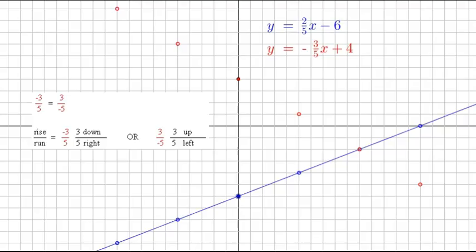Also remember that since this slope is negative 3/5, unlike the blue line, this slope will slant downward as we move from left to right. So we can connect these points with a line. It will look like this.